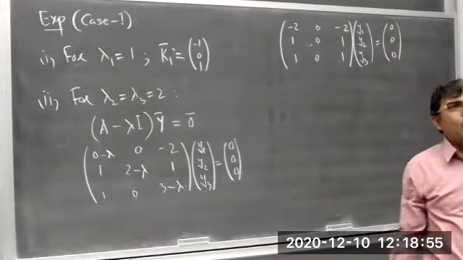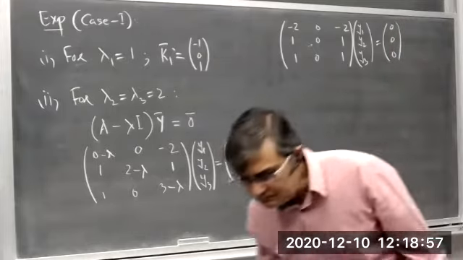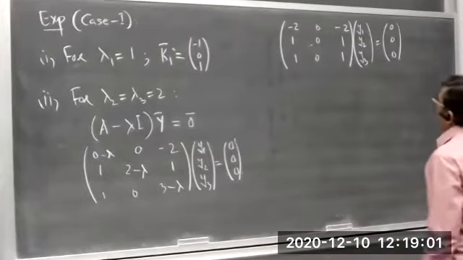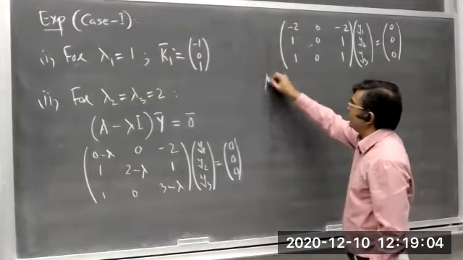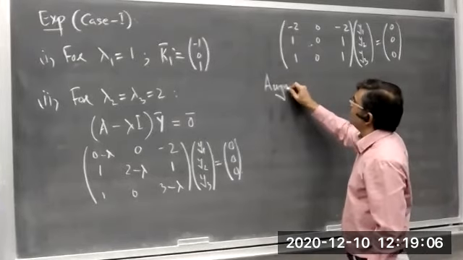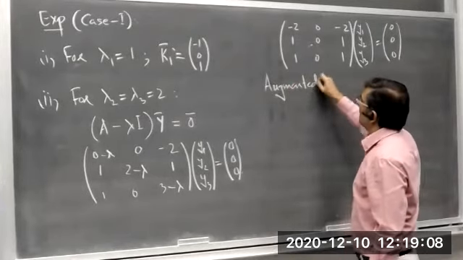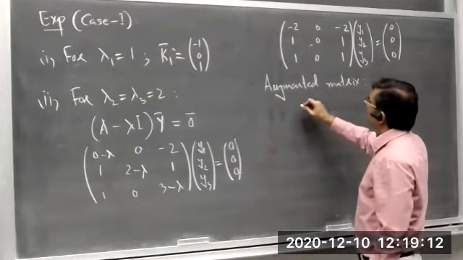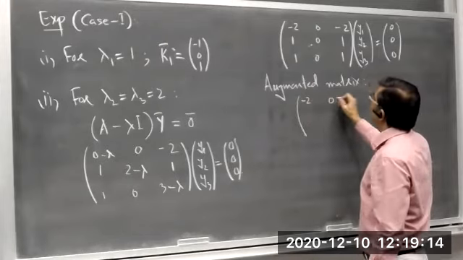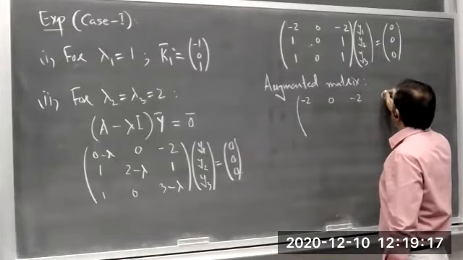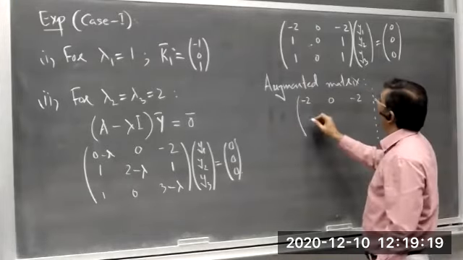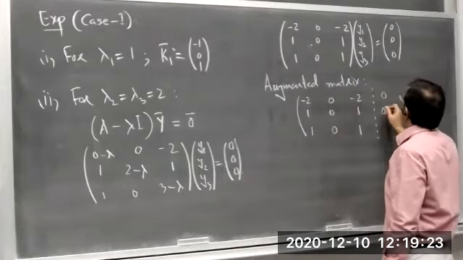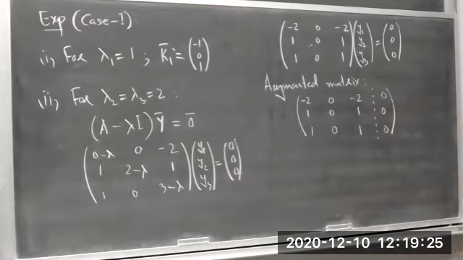Now this is a homogeneous linear system. And the augmented matrix is what? Okay. The augmented matrix is -2, 0, -2, and 0. Then 1, 0, 1, 1, 0, 1, 0, 0. So this is your augmented matrix.